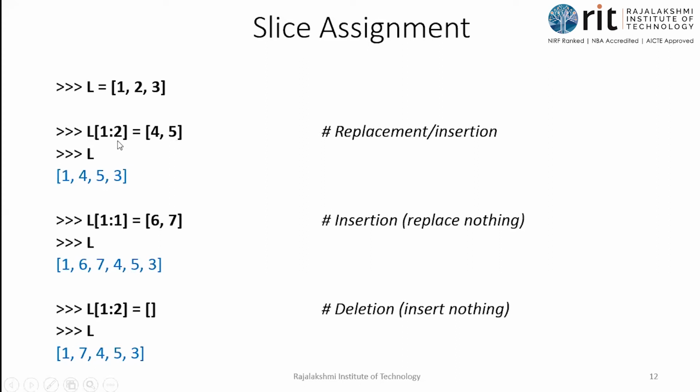What is L of 1 colon 2? Starting from 1 and stopping at which place? 2 minus 1, which is 1. The list starts at 1 and stops at 1, so the focus is only on one index location, index 1. On index location 1, I'm going to place 4, 5. Already I have the value 2 at index location 1, isn't it? So 2 is replaced by 4, 5. So the answer is 1, 4, 5, and 3.